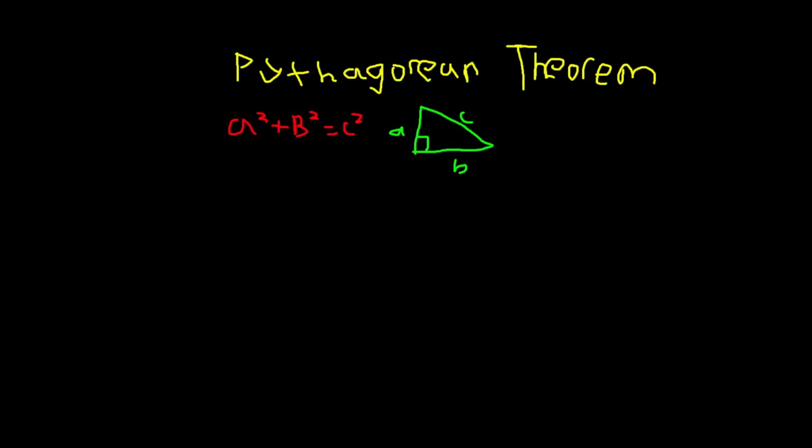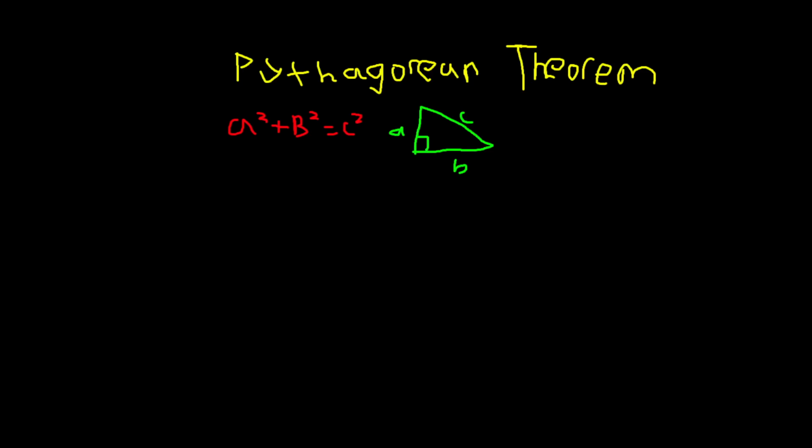Alright, so the Pythagorean theorem is basically a squared plus b squared equals c squared. That's the formula. It can be used to find the hypotenuse of a right-angled triangle, or it can be reversed to find one of the legs if you're given a hypotenuse and another leg. We're going to be doing both of these, so make sure to stick around if you want to learn how to do both versions of this.